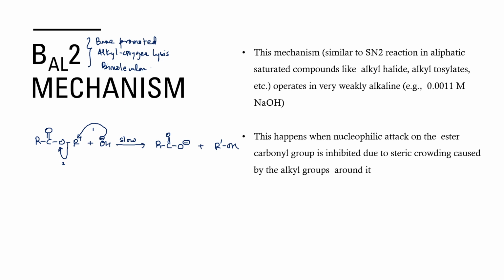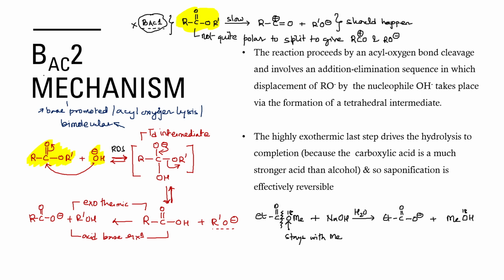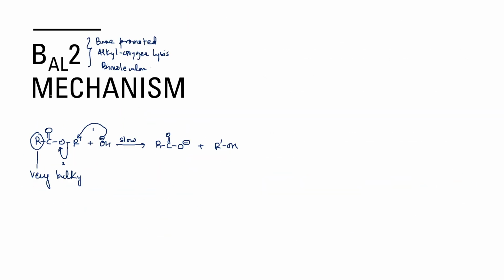Okay, this happens when nucleophilic attack on the ester of the carbonyl group is inhibited due to steric crowding by the alkyl groups. मान लीजिए कि ये जो ग्रुप है, this group is very bulky. Then rather than OH, देखो इसका मैं आपको दूसरा दिखा देता हूं, BAC2 मैकेनिज्म, यहां पे OH माइनस अटैक कर रहा था. If this one is very bulky, then it will go by BAL2.